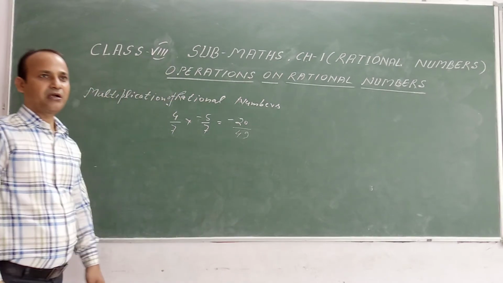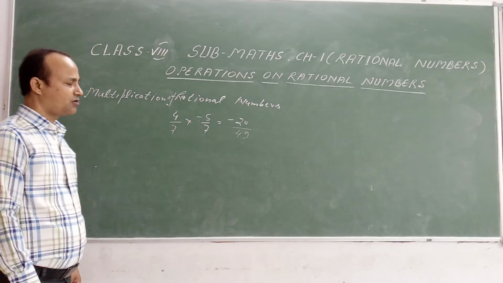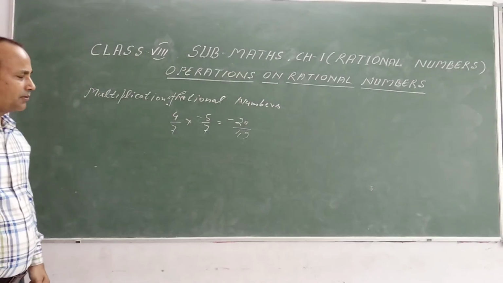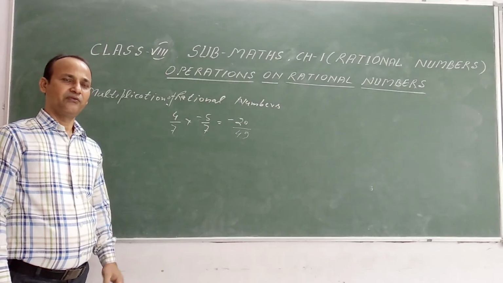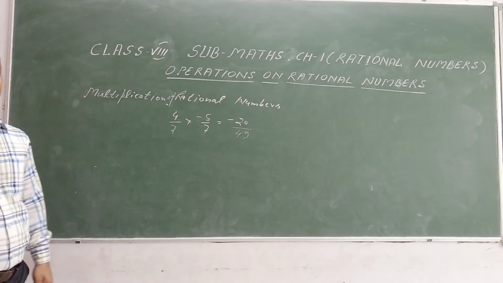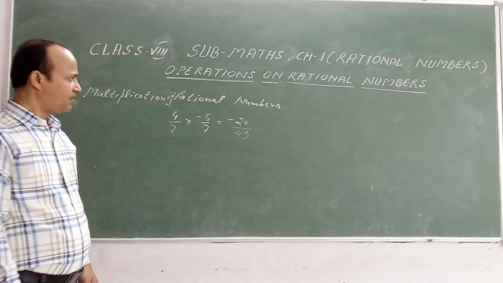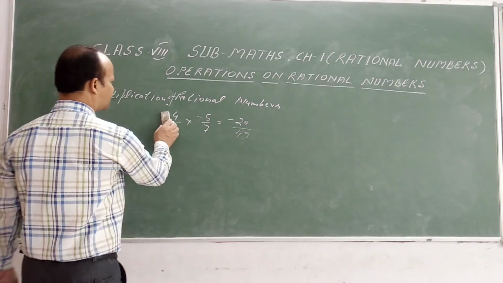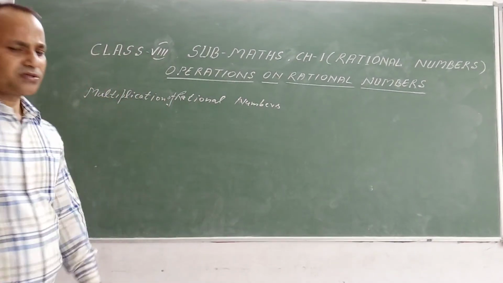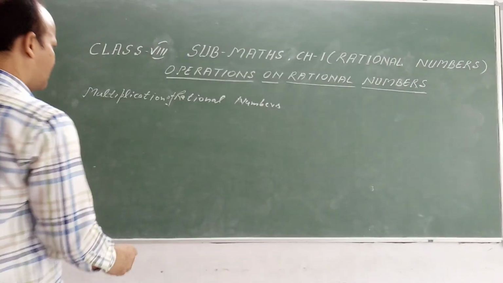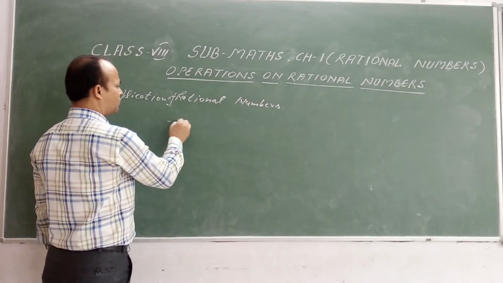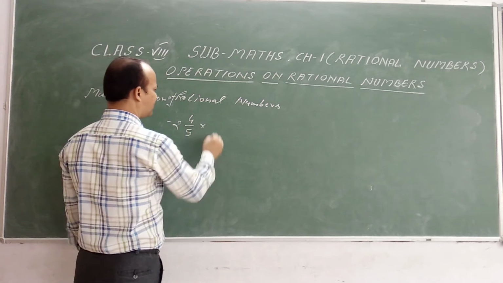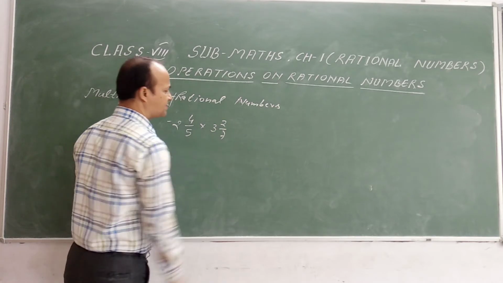As in fractions we multiply numerator with numerator and denominator with denominator, similarly in rational numbers multiply the numerator with numerator with proper sign and denominator with denominator with proper sign. Take another example. If the number is in mixed form, suppose minus 2 whole 4 upon 5 multiplied by 3 whole 2 upon 7 is given.